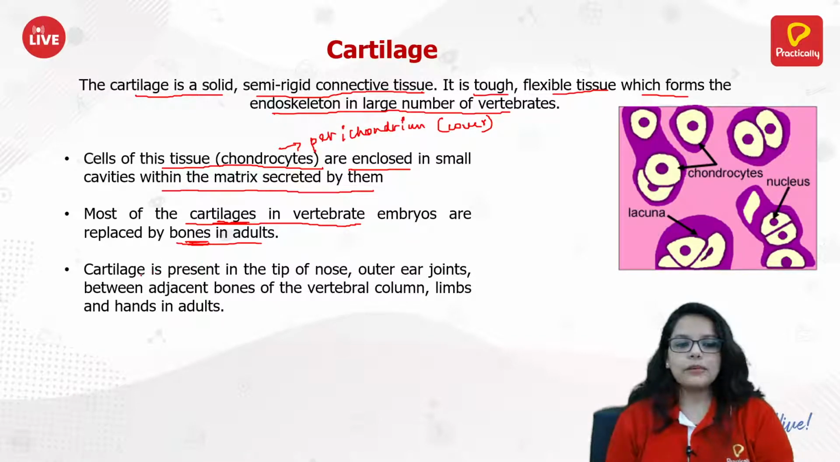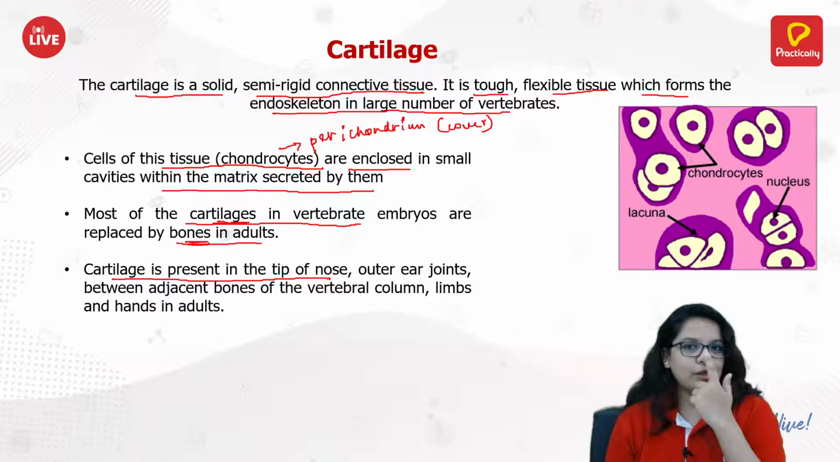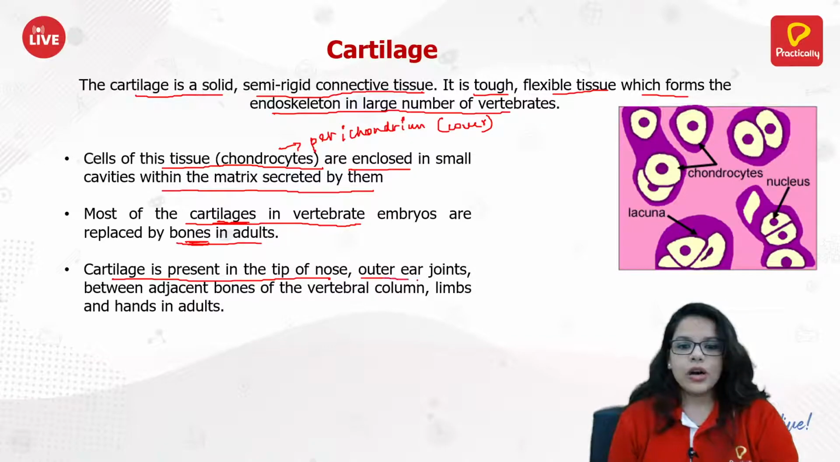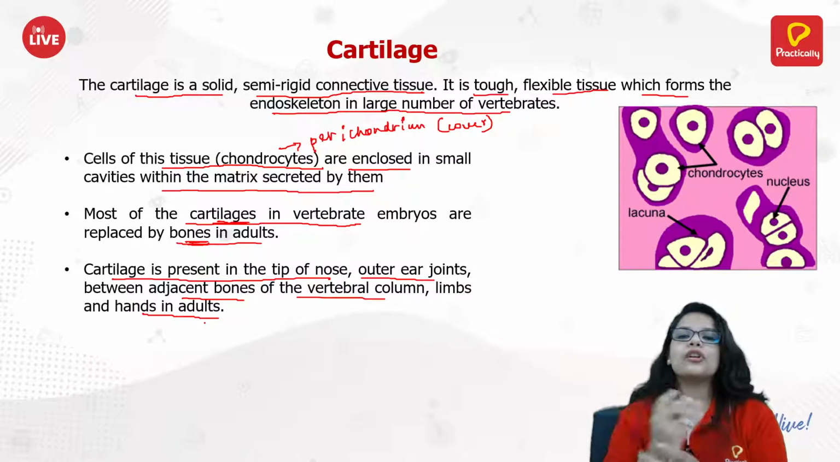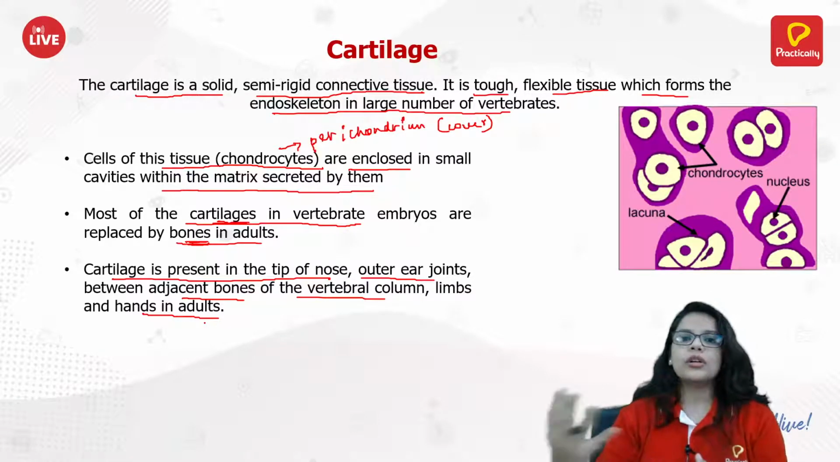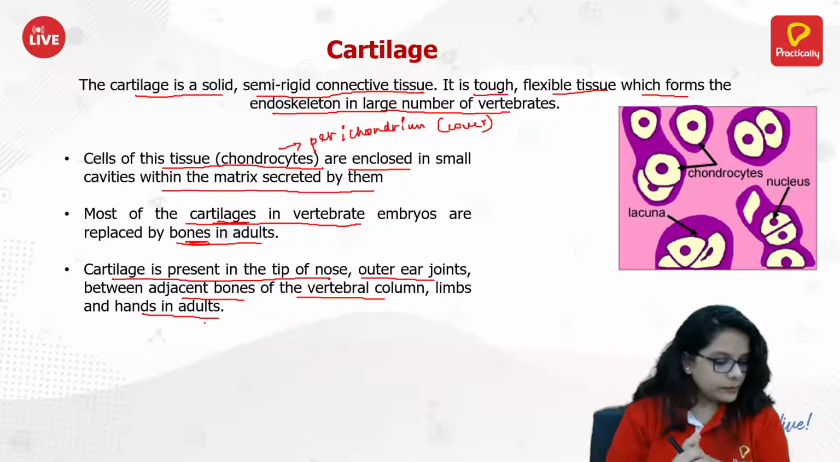So cartilage is present in the tip of the nose, which I just showed, the outer ear, joints, between adjacent bones of the vertebral column, limbs, and hands in adults. A lot of cartilage tissue is there around the body in animals. Vertebrates basically have a lot of cartilage tissue around the body.